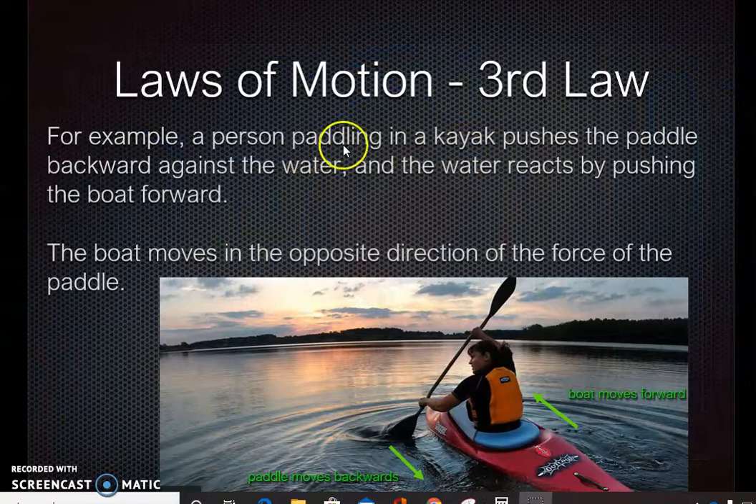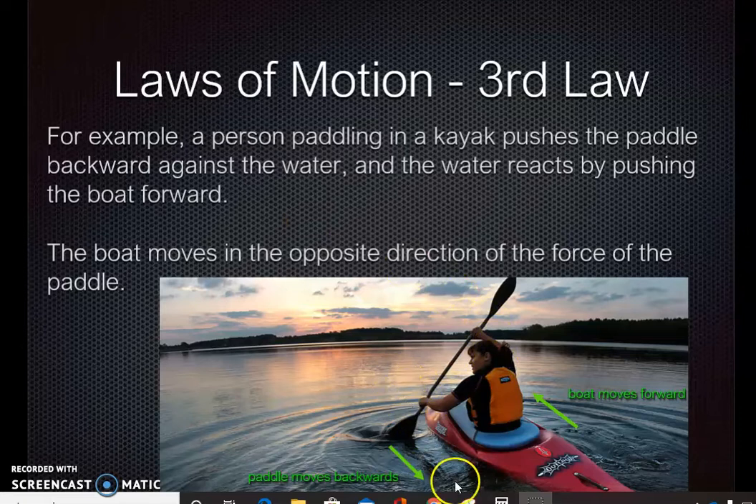If I have a person paddling in a kayak, and they're pushing their paddle backwards, the water reacts by pushing the boat forward. The boat moves in the opposite direction of the force of that paddle. So in order to move forward, I have to pull the water backwards. My movement is opposite.